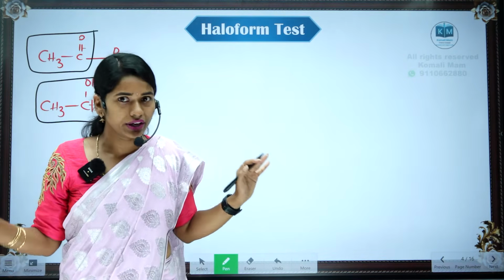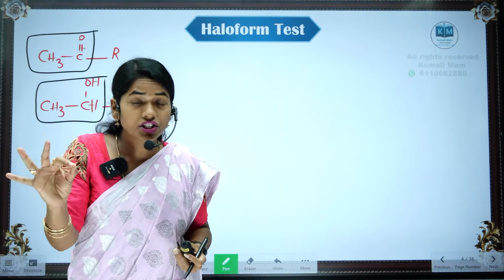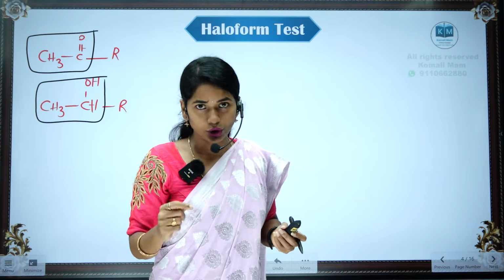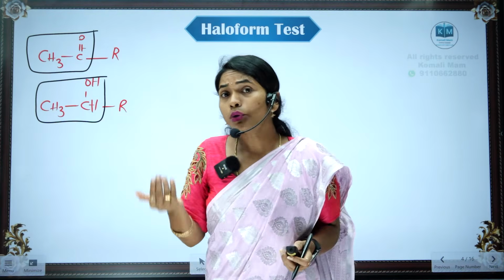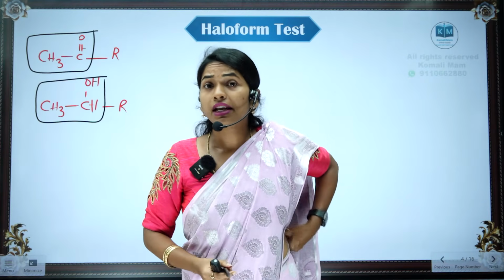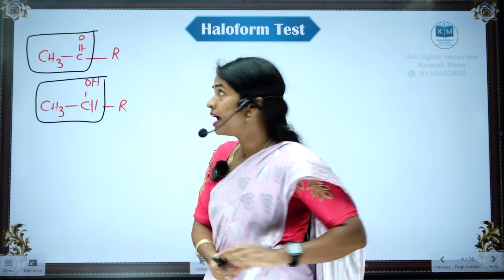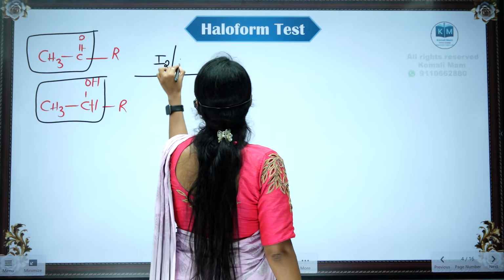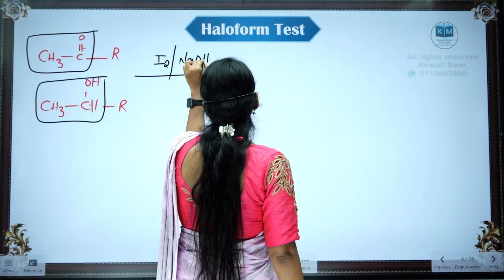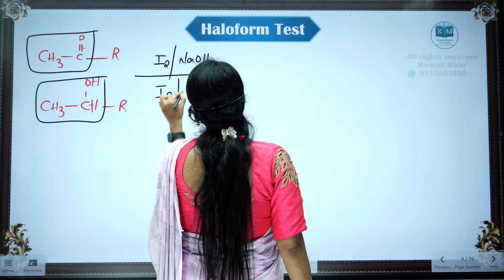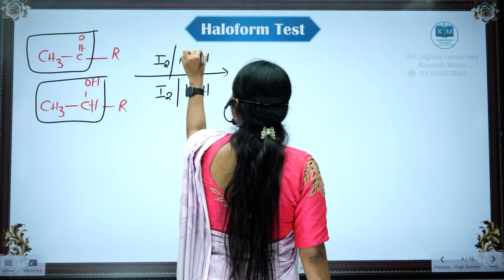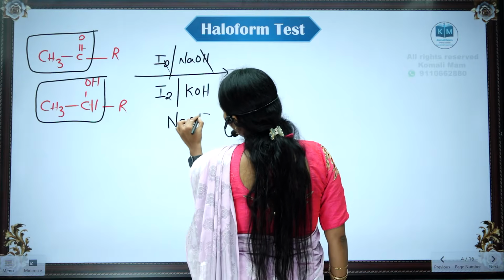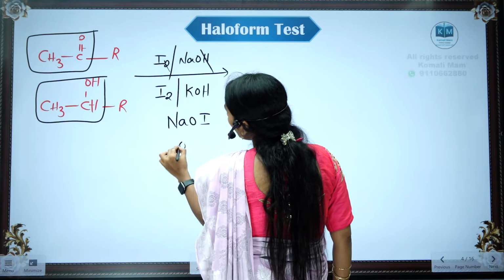Rest of the compounds don't give the Haloform test. Okay, what is the major important thing? CH3 C double bond O or CH3 CHOH, these two only give the Haloform test. How to identify the reagent? For example, if they have given the reagent, how to identify is on the arrow must and mandatory iodine over NaOH, or we can also use iodine over KOH. If one H and one I goes out, we will get NaOI, or if Na plus goes out, OI minus.